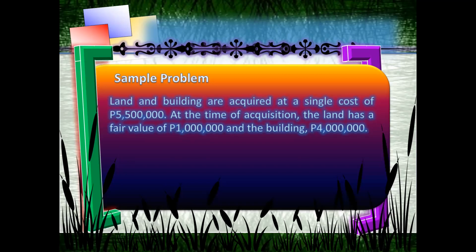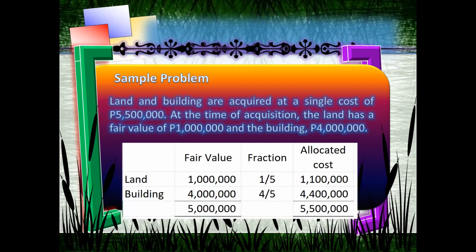So how do we determine the cost of the land and building? Just take note that when it is a basket price, you cannot leave it without breaking it down or allocating it. So we have to allocate it, and the allocation is based on the fair value of the assets. So this is the solution for this problem.